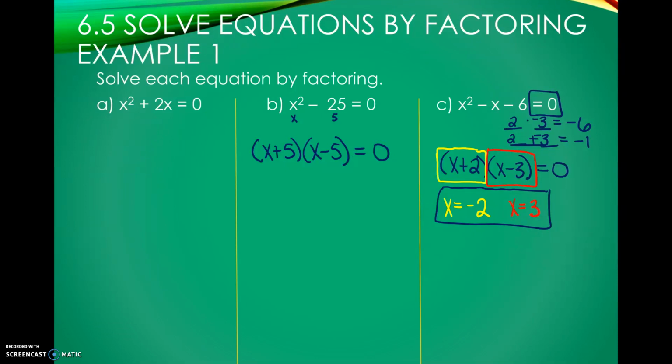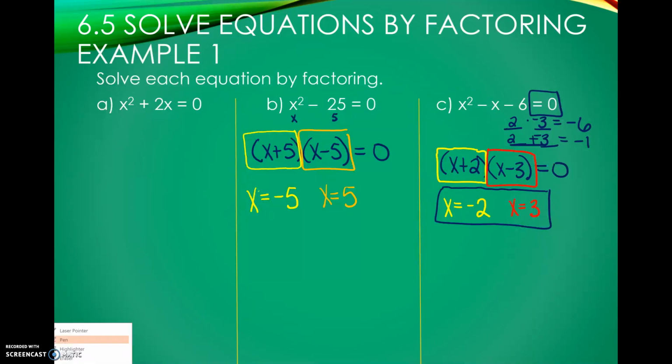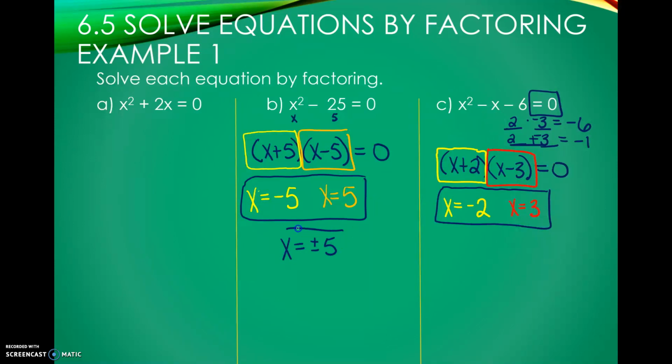And now the extra step of solving. If the first set of parentheses had to equal 0, what number plus 5 would be 0? -5 plus 5 would be 0. For the other one, what number minus 5 would give us 0? I think it's +5. Our two solutions are -5 and +5. If you wanted to write that as x equals positive or negative 5, you could, or you can write it out separately, x equals -5, x equals +5.